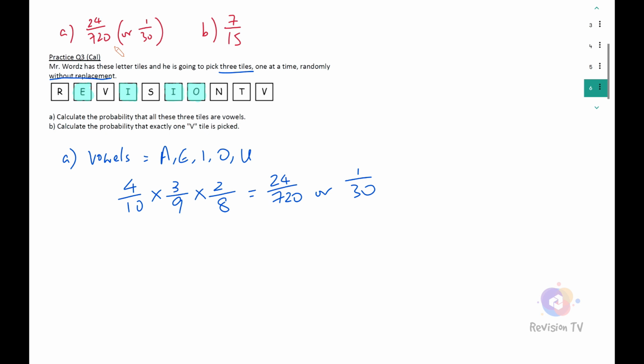Here are the answers for question A and B. So A is 1 over 30 and B is 7 over 15. Now I wrote out the solution for A, but I do want to go through B. So if your answer is correct, just move on.